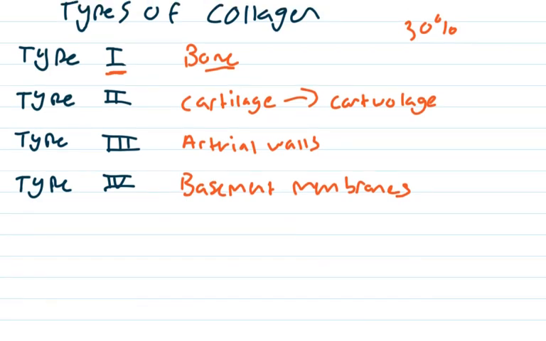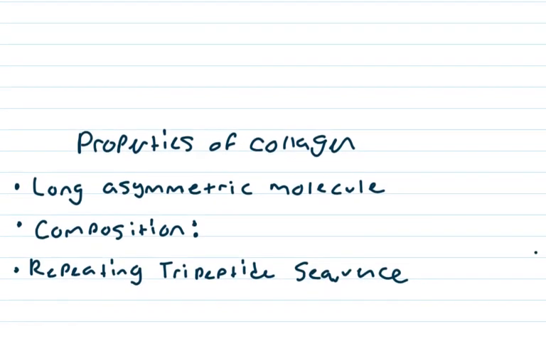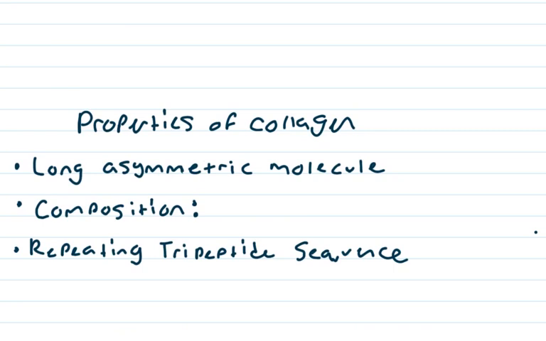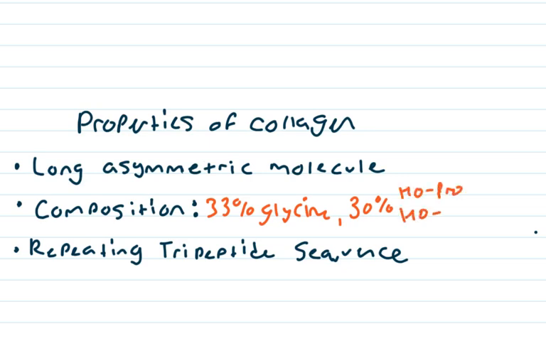Now that we've talked about the different types of collagen, let's go into the properties of collagen itself. Some of the properties include the fact that it is a long asymmetric molecule, and its composition is roughly 33% glycine, 33% proline, and 30% of either hydroxylated proline or hydroxylated lysine.